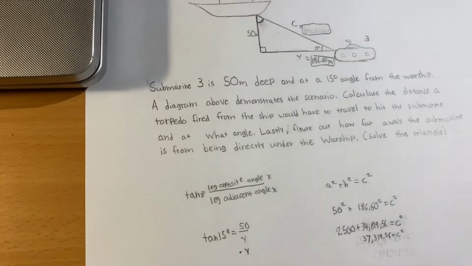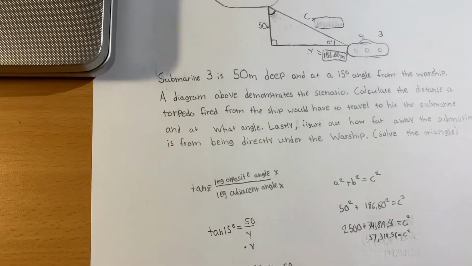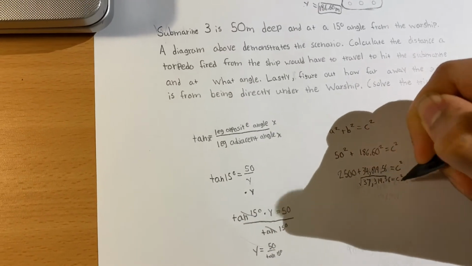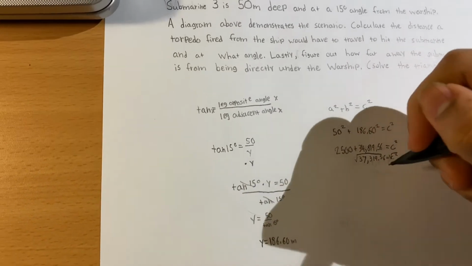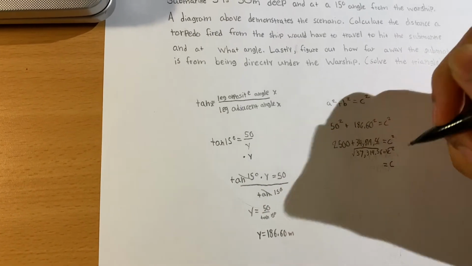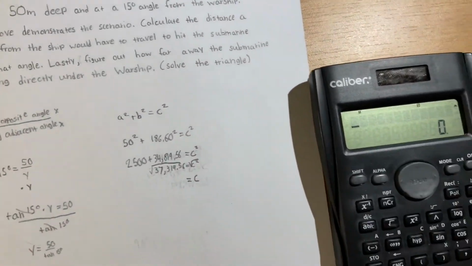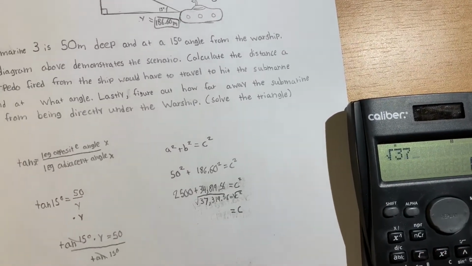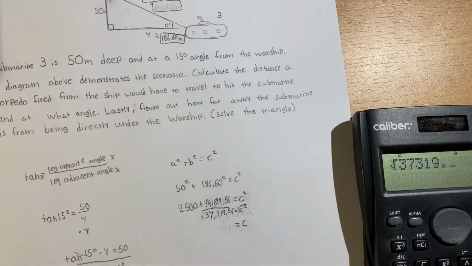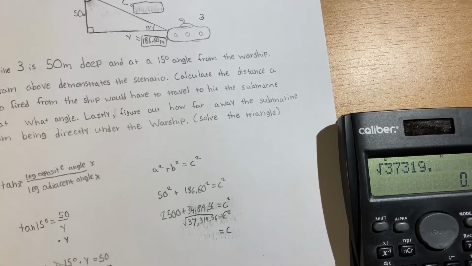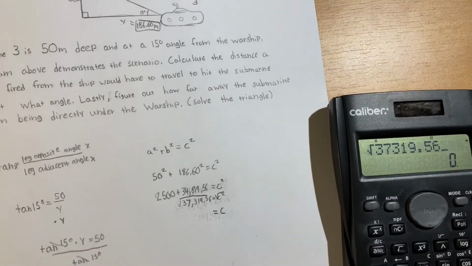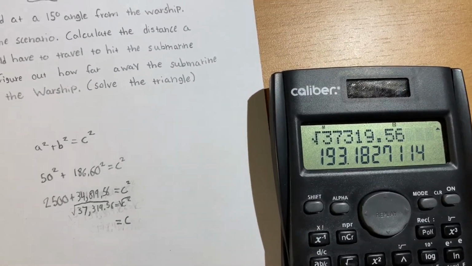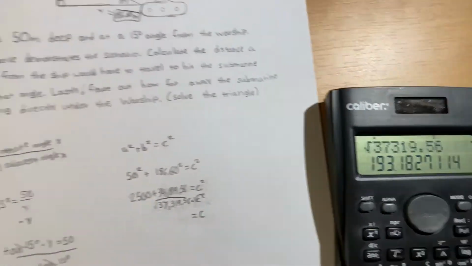And now, if I just want to find c by itself and not c squared, all I have to do is find the square root of both sides. So that's the square root of this and the square root of that. So this will tell me just c. So I go back to my calculator again and take the square root of 37,319.56. So that tells me the length of just c, which is the hypotenuse, is 193.18.